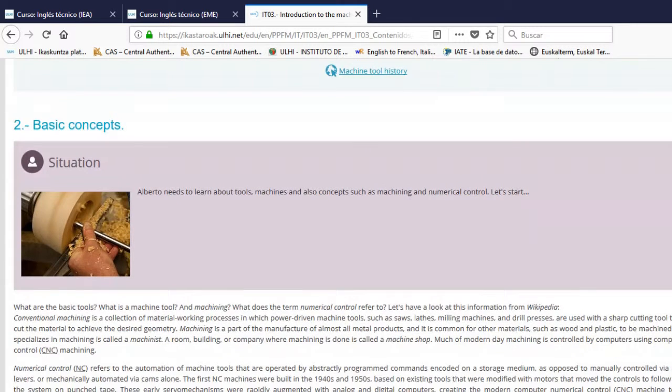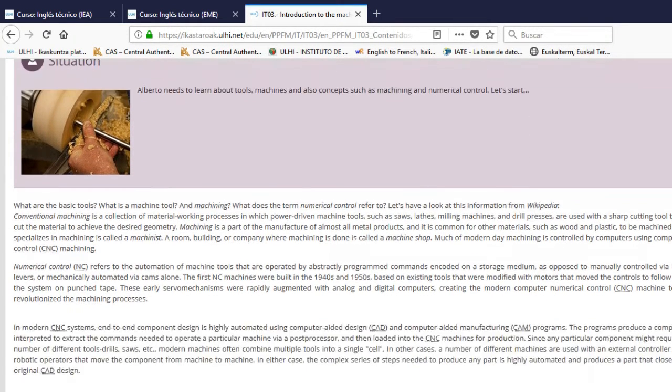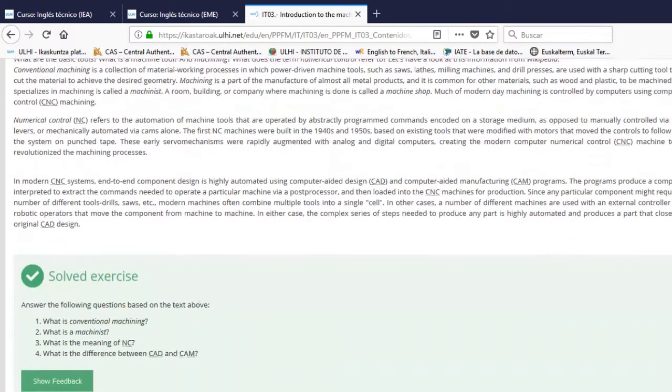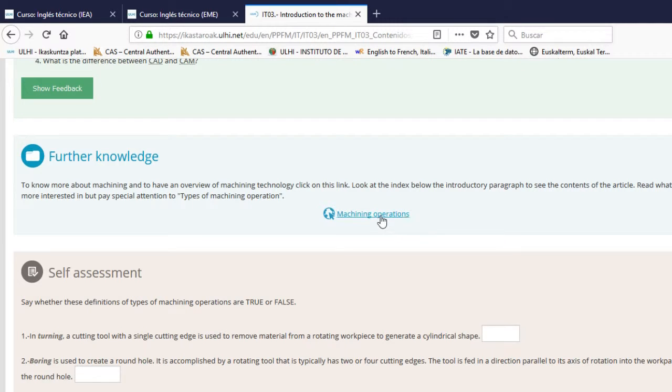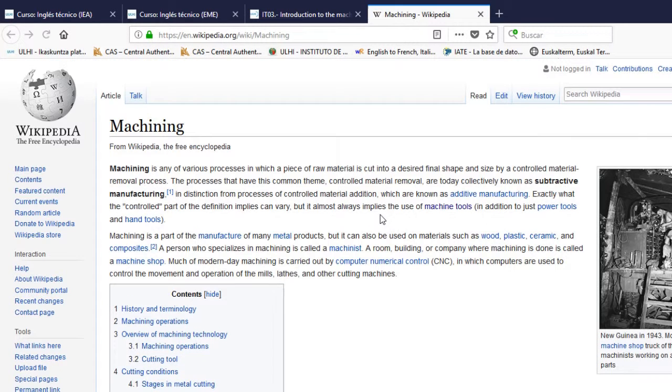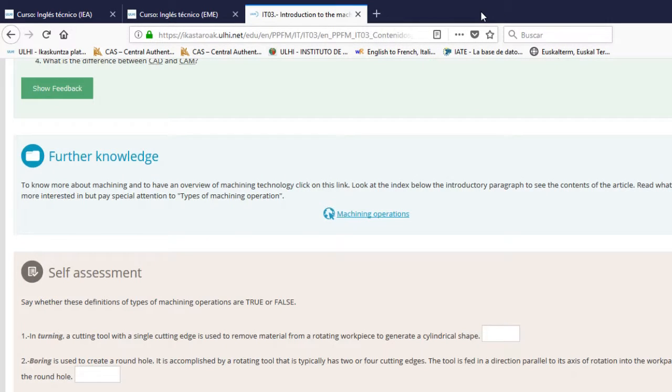We are going to continue with some basic concepts. We have an article. You can read that very carefully, do some exercises, and take a look at machining operations in the further knowledge section from Wikipedia. They are going to talk about the process of machining and manufacturing, and it's quite interesting. You don't need to study it carefully, just get a little knowledge about it.